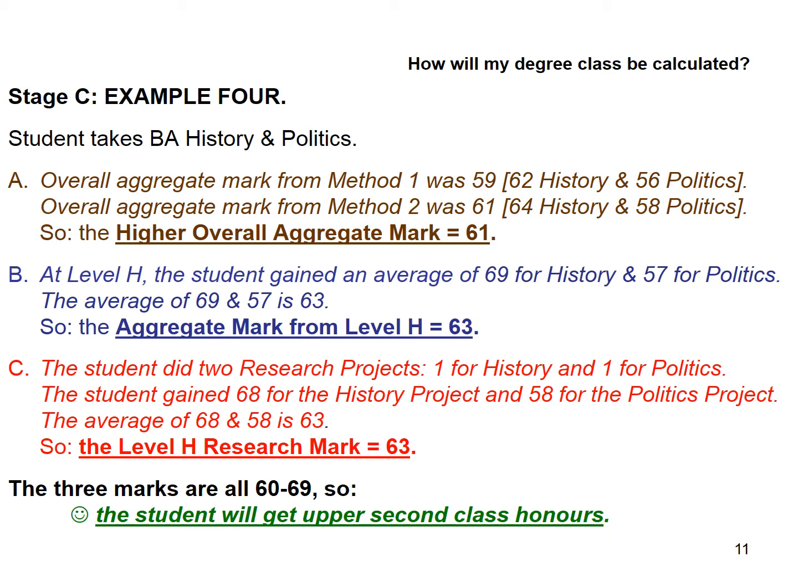So the 3 marks are 61, 63 and 63. These marks are all between 60 and 69, so this student will get an upper second class honours degree.